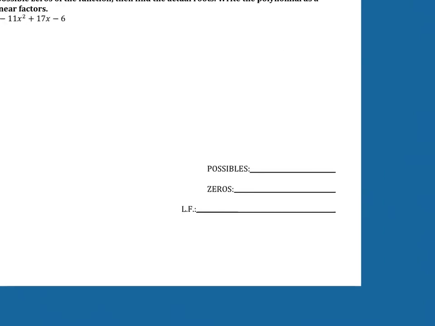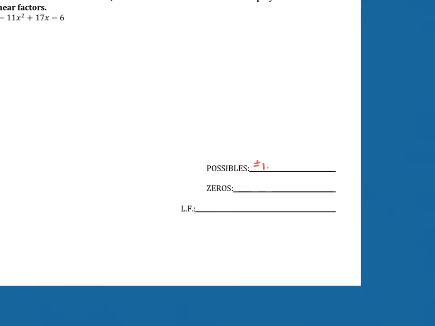This one, the possibles would be plus and minus 1, 2, 3, 6, 1/2, and 3/2. The zeros that worked were 2, 1/2, and 3. Linear factors: x minus 2, 2x minus 1, which has to be linear so you can't get the fraction in there, and then x minus 3.